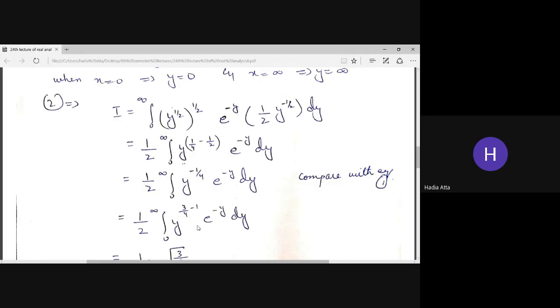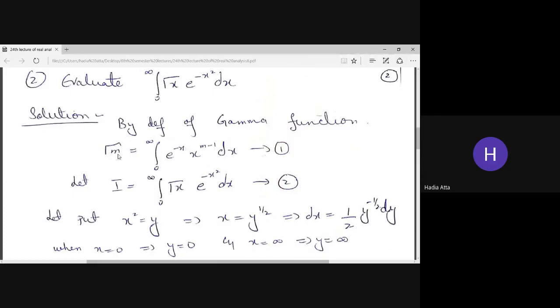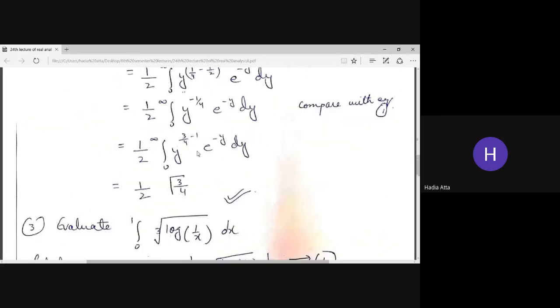So by the gamma function, you can write this integral in the form of gamma m, where m is the power of x. So here, in the power of x, we have 3 by 4, so you can write that integral in the form of gamma 3 by 4. If you want to solve that gamma, you can easily solve it by a result you studied, that gamma m plus 1 is equal to m gamma m. So you have to split that 3 by 4 in the form of m plus 1 and then simplify it.